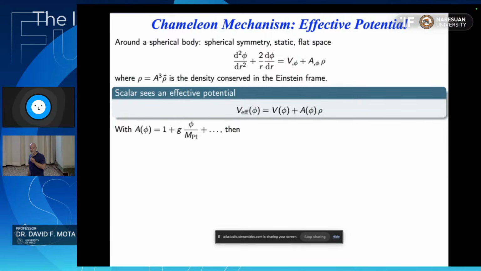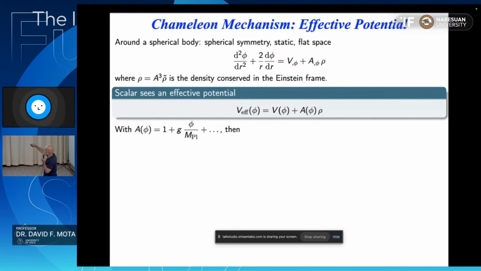Now let me show you, in order to have this chameleon screening mechanism, what I need to choose: A of phi, my conformal coupling, and V of phi, my potential. For my conformal coupling, I will just Taylor expand the conformal function. I will assume that I have a scalar field which lives in the minima of my effective potential, so I can basically perturb my scalar field with a Taylor expansion around the minima.